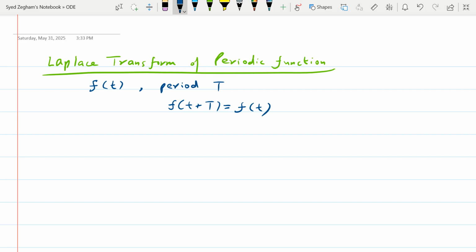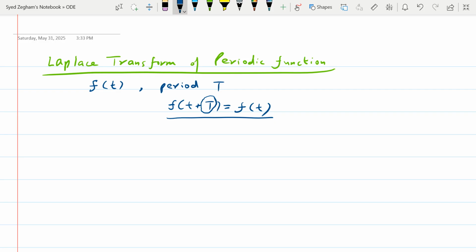Some books, some authors, they prefer to write directly that f is a periodic function with period T, and some authors prefer to write that f(t) is a function such that f(t + T) is equal to f(t). So it is understood that the function is a periodic function with period T.